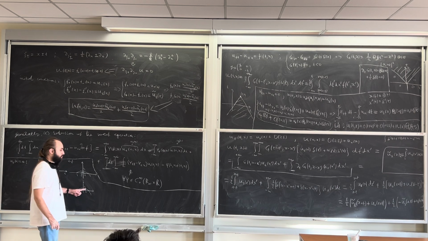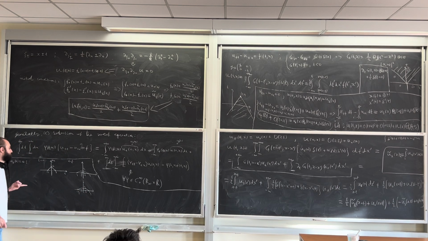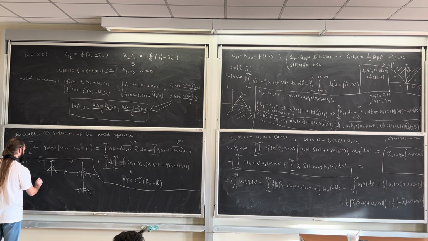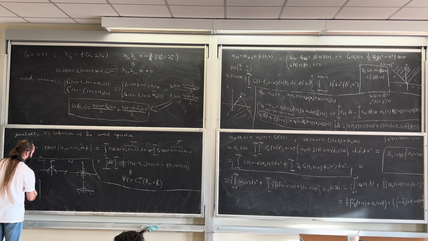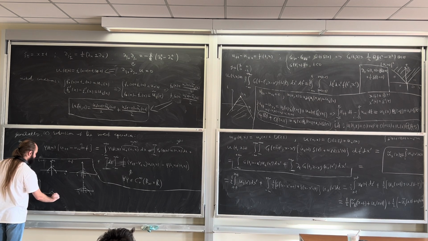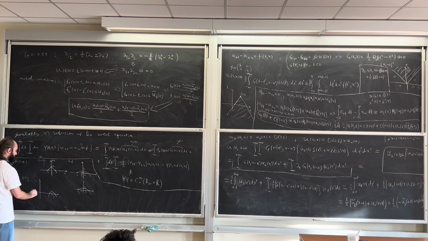So in this shape, and if we take some big T when they stop interacting, like T equals 3, then we will just have two triangles, one located at 3, and another located at minus 3.